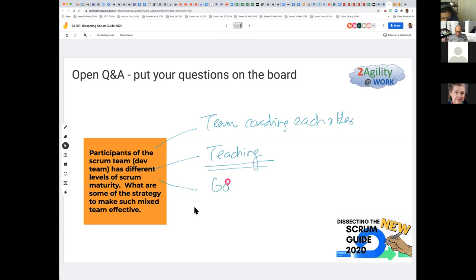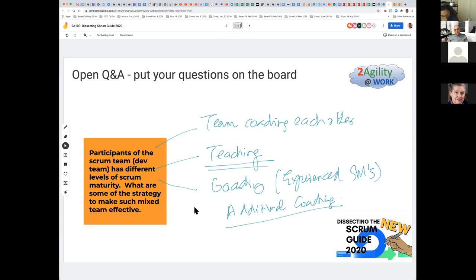So coaching would be, if you have experienced Scrum Masters, they would be the coaches for the new members. They will coach the teams, or additional coaching from outside, depending on if the Scrum Masters are not senior enough, additional coaching from outside, from agile coaches who can work with the teams to provide the necessary coaching. And then on top of it, all the standard interaction techniques, including pair programming, and learning Scrum by pairing people of different experiences together.